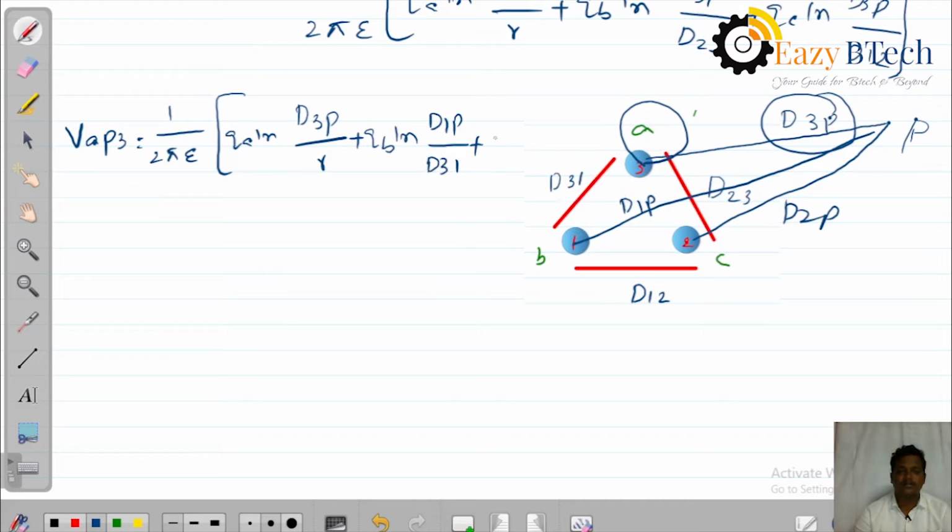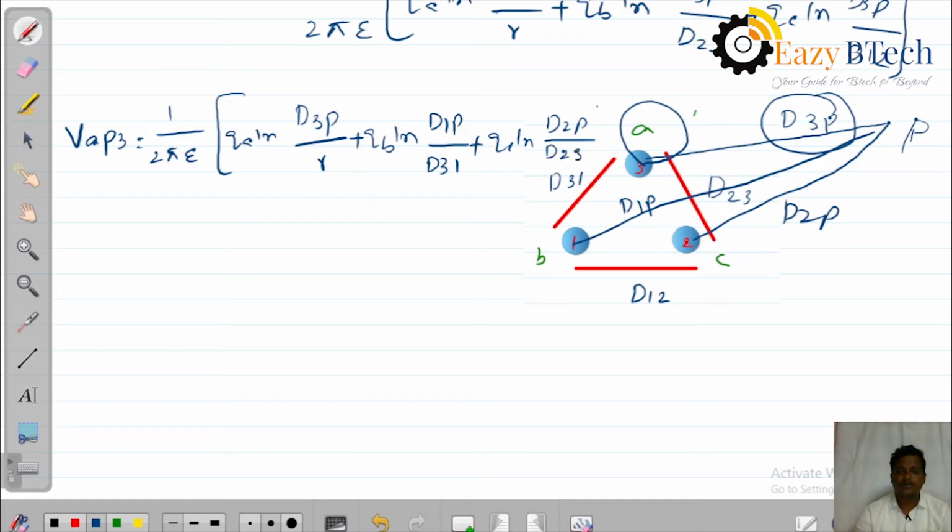D31 plus QC ln the distance from C to P. The distance from C to P is D2P. Therefore, D2P divided by the distance from C to A. The distance from C to A is D23.